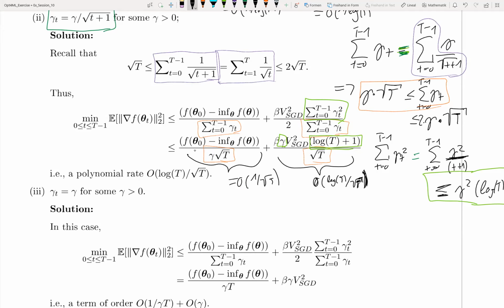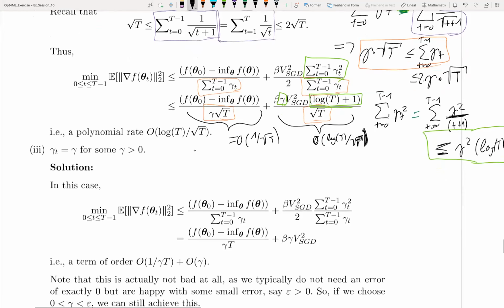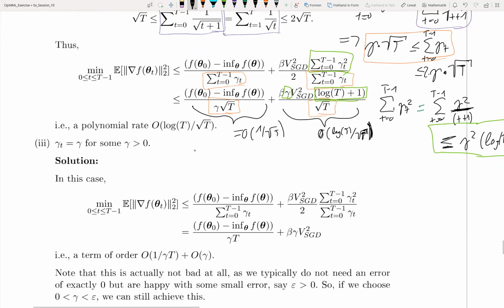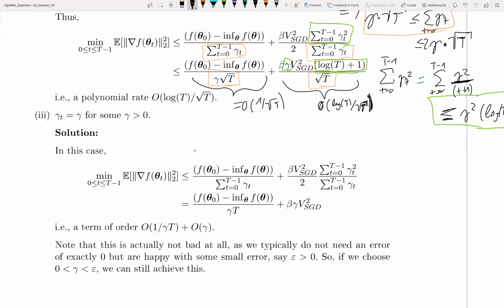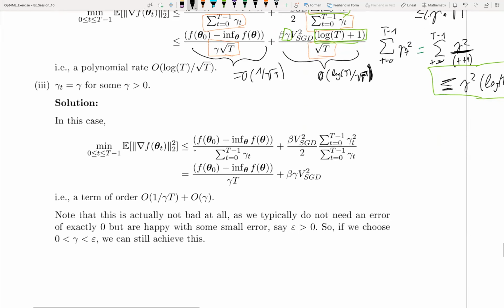But we know from gradient descent that, of course, it's a 1 over t rate we get there and not the square root of t. So that is somewhat unfortunate.